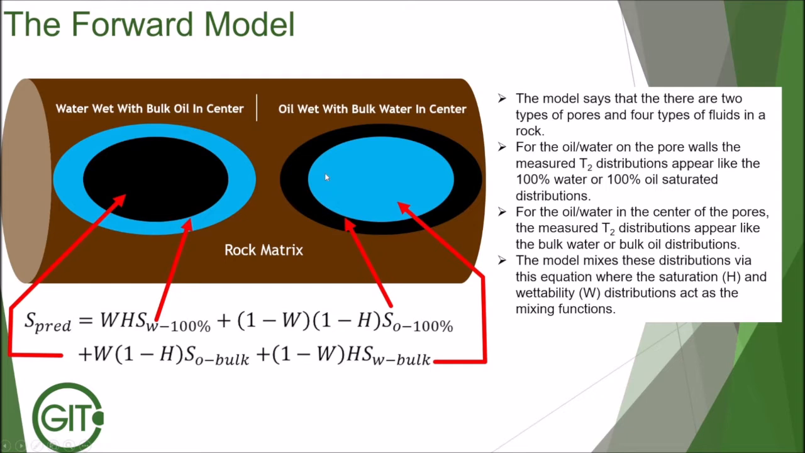For the oil or water on the pore walls, the measured T2 distribution appears like the 100% water or 100% oil saturated distributions. For the oil or water in the center of the pores, the measured T2 distributions appear like either bulk water or bulk oil distributions. Then if we look at the equation for the forward model, we see that the W and H functions, the wettability or saturation functions, essentially are used to predict how much of each of these 4 types of fluids in the 2 different types of pores are used as contributions to the final predicted T2 distribution.